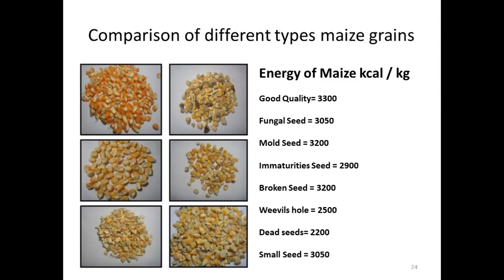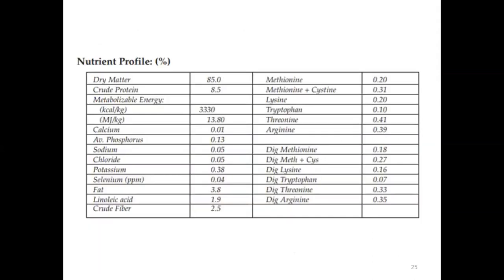According to their physical structure and moisture percentage, we can tentatively or approximately estimate the value of energy content in the maize grain. So I have kept this slide: generally around 15% moisture, or dry matter 85%, crude protein 8.5, metabolizable energy 3,330 kilocalorie per kg. Similarly, other parameters are here.